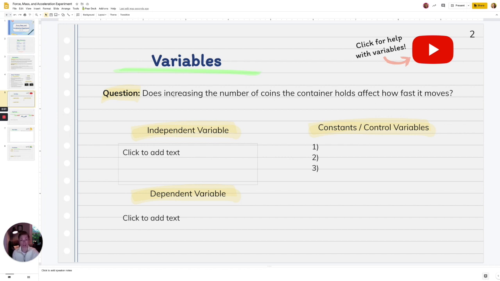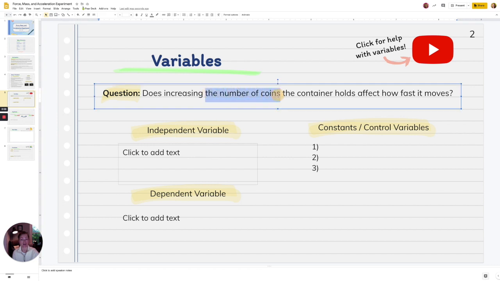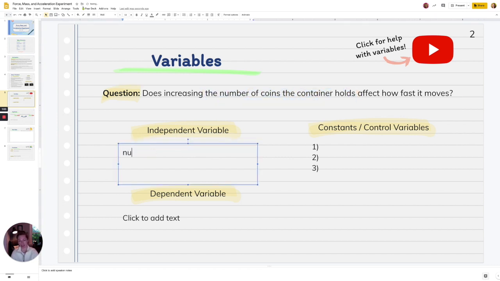We are going to be increasing the number of coins the container holds. So my independent variable is number of coins in the container. And whenever you write a variable, you have to include its units. But in this case, number is the unit.